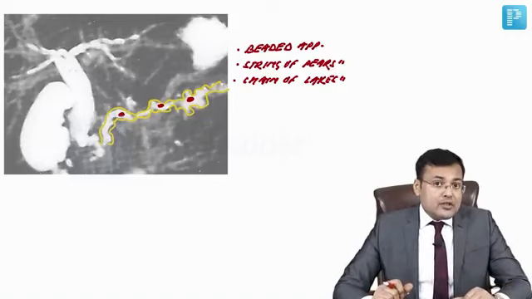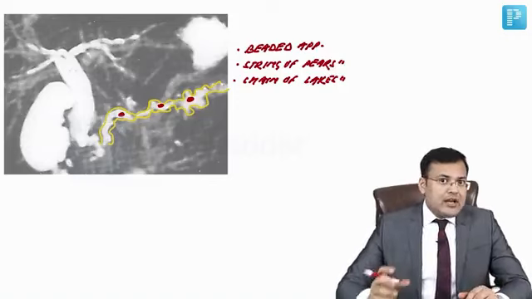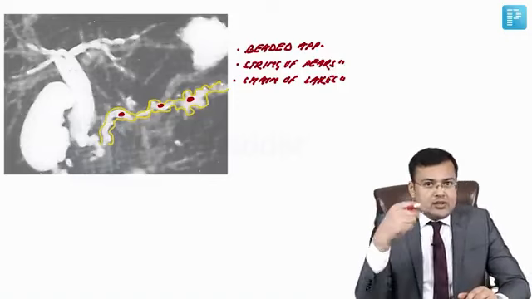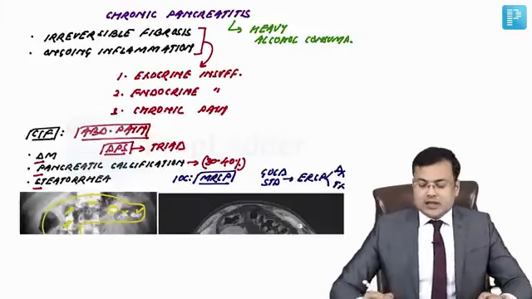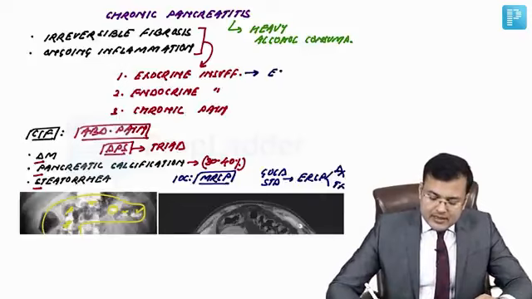Investigation of choice for diagnosis, MRCP. Gold standard investigation, that is ERCP. Why? You can remove the stone. If there is a stricture, you can insert a stent. So we discussed there are three problems. Exocrine insufficiency, that's why we give pancreatic enzyme supplements.